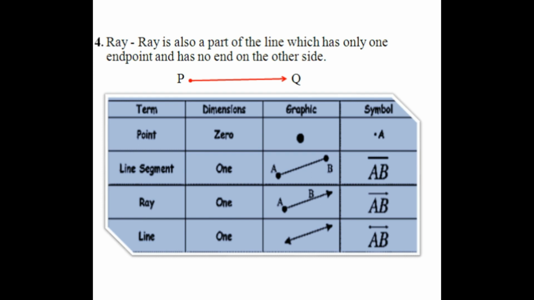Then come to ray, also one dimension, with one endpoint and direction at the other end. You see AB is a ray. You see the symbol also, AB with one direction. Then come to the next, line, one dimension. Here also you see the diagram has two directions, which means it can be extended infinitely. Then the symbol is AB with a bar, and on both sides you have to put direction marks.